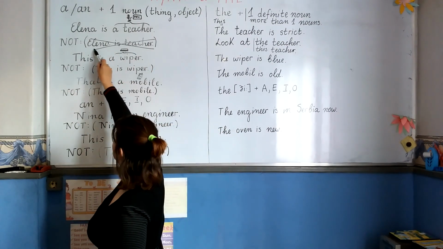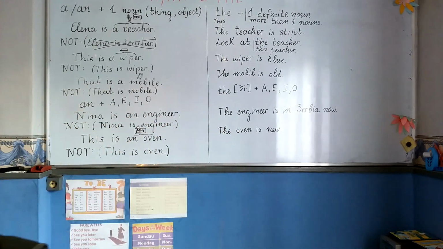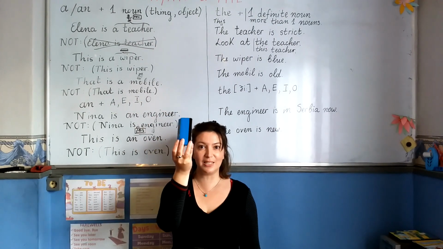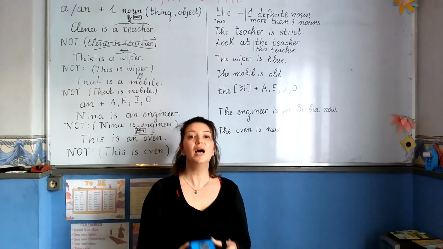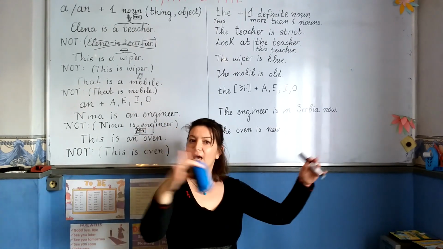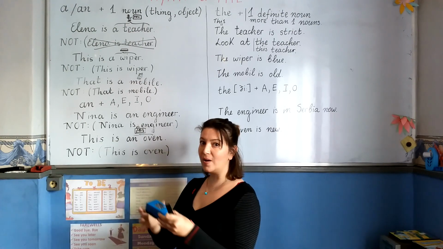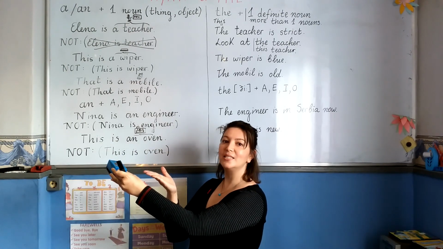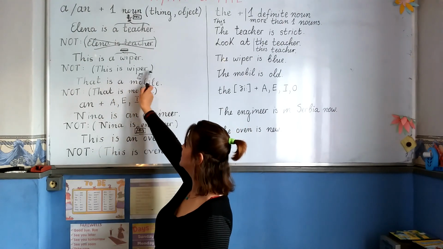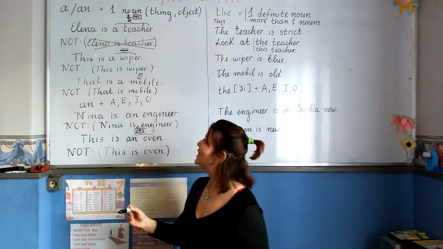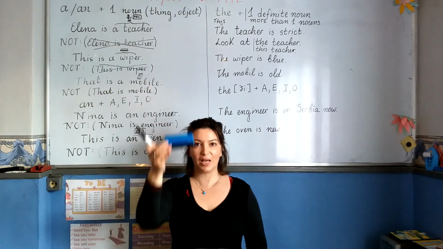You don't normally say that. This in my hands is a wiper. This is a wiper. A wiper is any wiper, not just this one. If I'm pointing, I say this is a wiper, not this is wiper. Okay? This is wiper is wrong. A wiper.